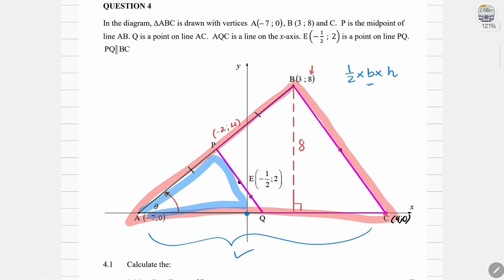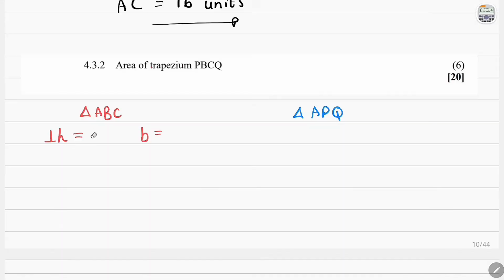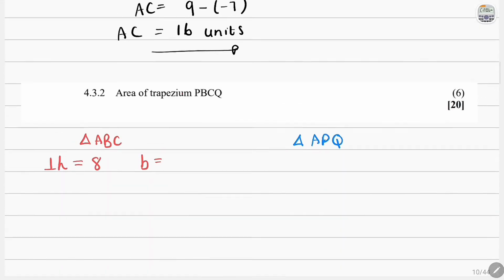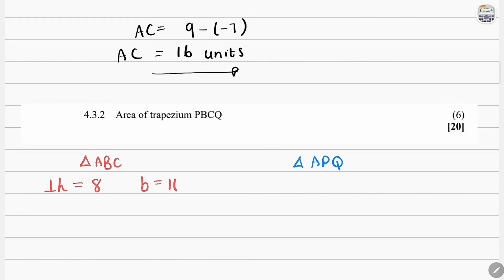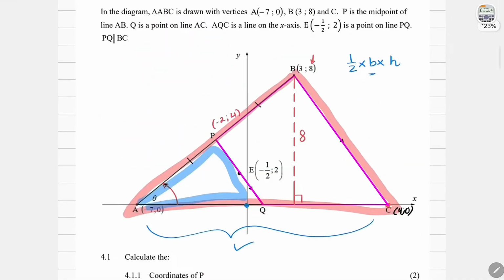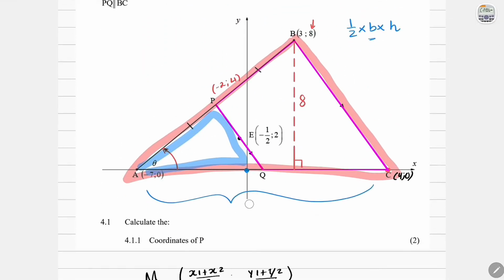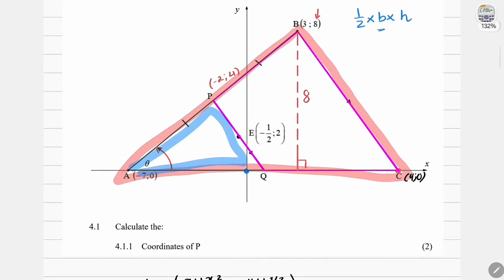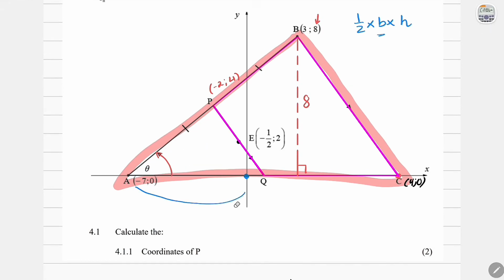We know the height and the base of triangle ABC. Let's put that down. So the perpendicular height is 8 units, and that base AC is 16 units, which we found previously. And now let's look at the triangle APQ. With triangle APQ, we can see that the base would be AQ. Now, how do we find AQ?